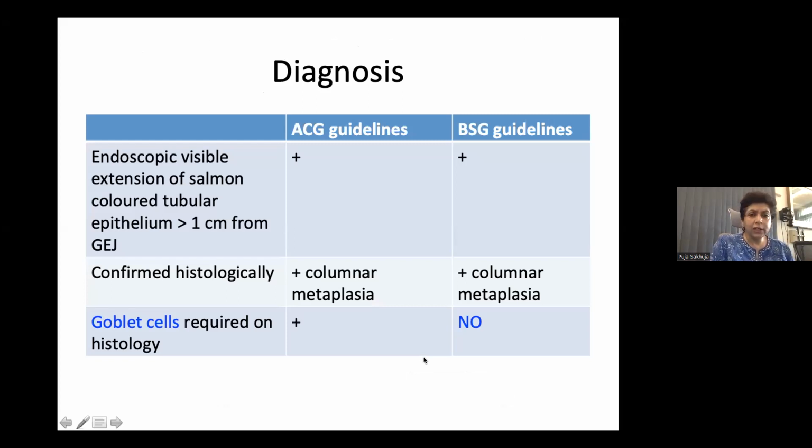Now, as far as a histological perspective is concerned, there is a difference in the American and British guidelines. When you see salmon pink mucosa, which you confirm is columnar metaplasia, and it is more than 1 centimeter from the GE junction, you can say that it is short or long segment, depending on where you are, of Barrett's esophagus. But the American guideline says goblet cells should be present, not just columnar, and the British guidelines say that just columnar cells are enough, goblet cells are not required. We more commonly, frankly, follow the American guidelines.